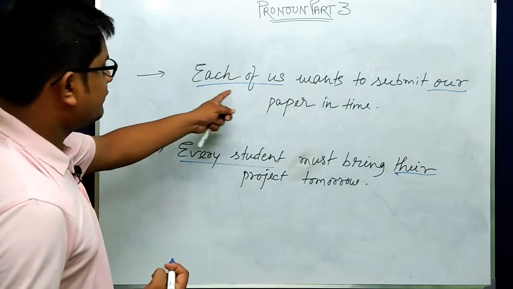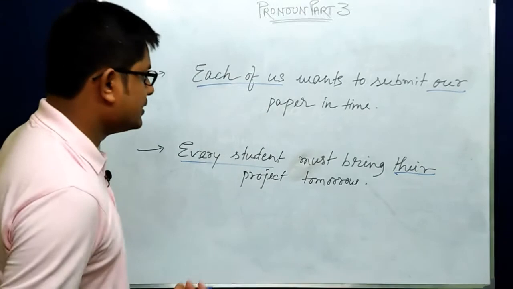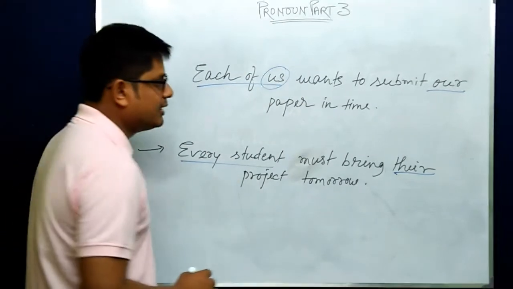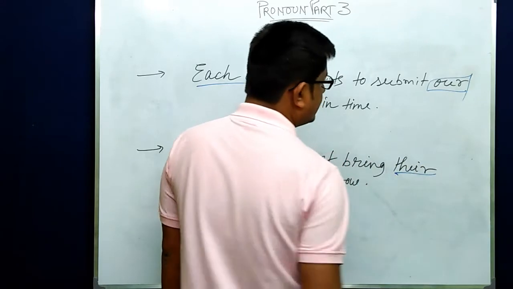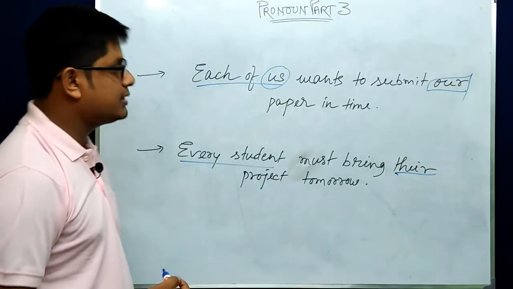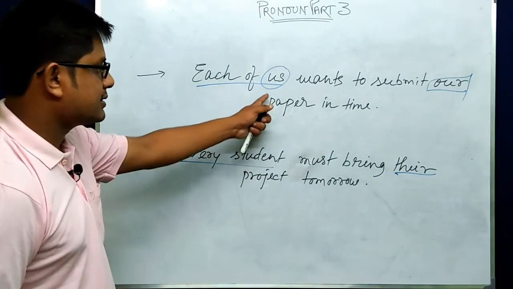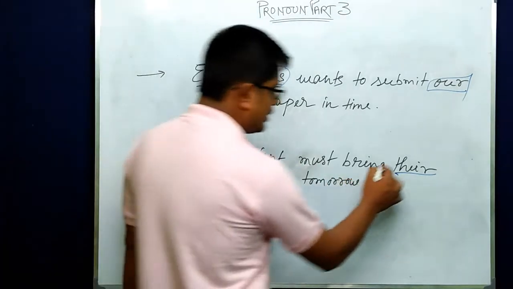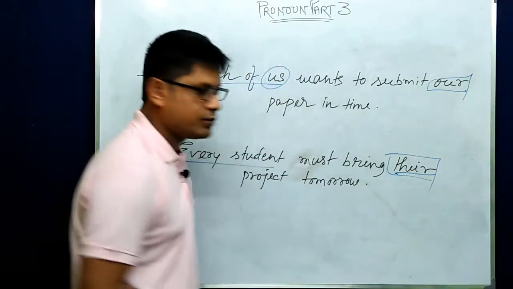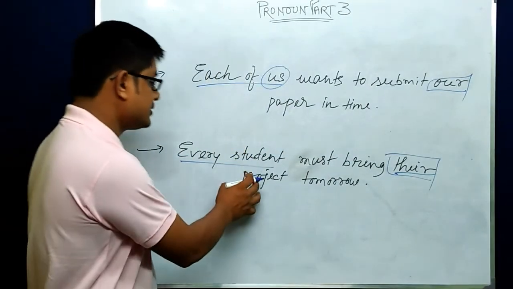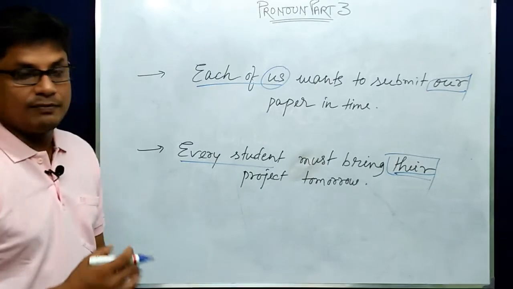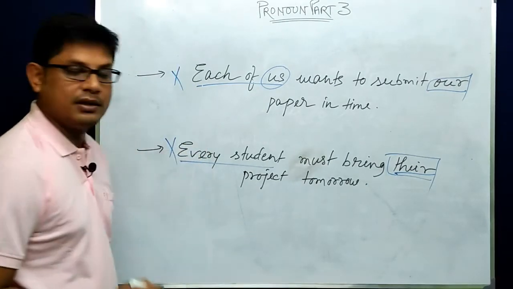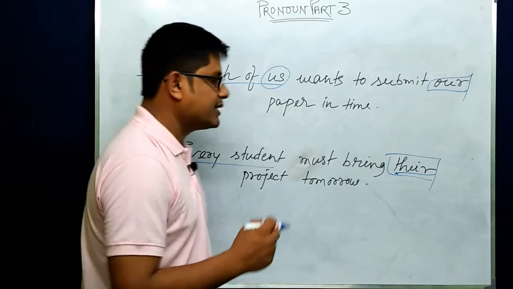See, each of us wants to submit our paper in time. In this sentence, you may think us is the subject, and I have used our, which is the possessive pronoun for us. So it is right. Again, I have used every student, and there, the possessive pronoun is for student. So this may seem right, but both of these sentences are completely wrong. Completely wrong. See, why wrong?